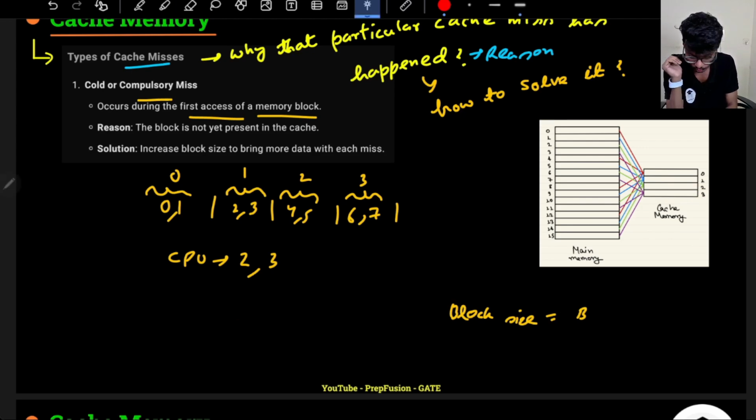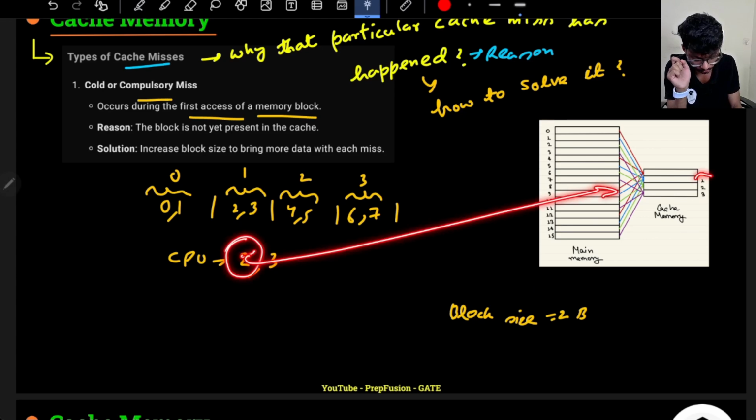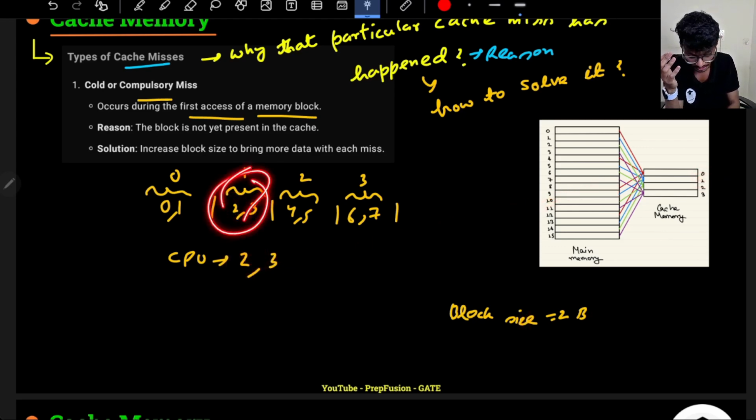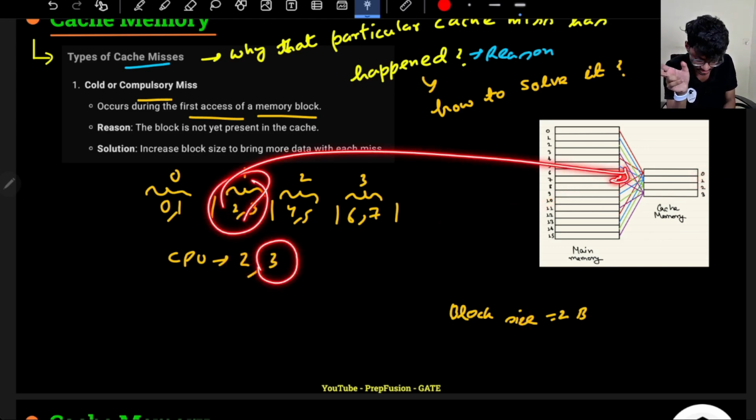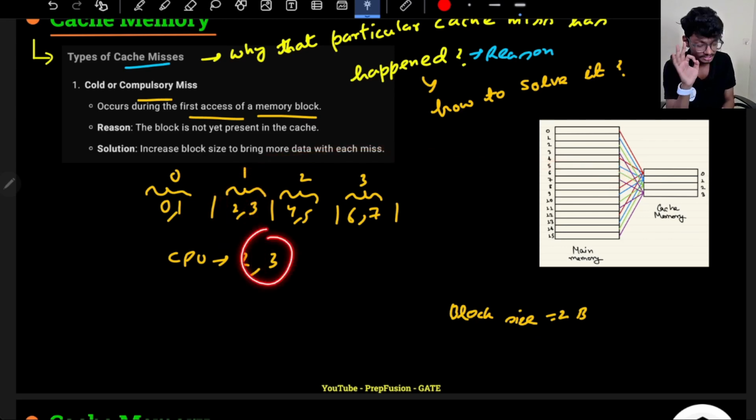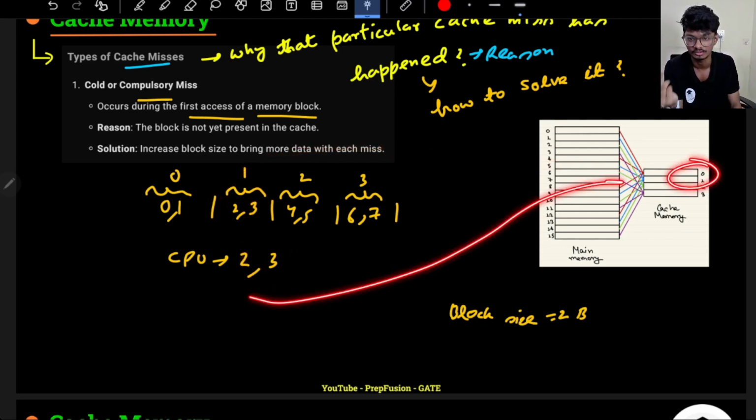Now, if you notice, for block size 1 byte, both times I was having a cache miss. Now if block size is 2 bytes, how many times cache miss am I having? Initially for calling 2 there was a cache miss, so I had to copy the whole block in the block number 1, registers 2 and 3, because now the block size is 2 bytes. Now next time when the CPU requests register 3, actually it is not a miss because it is already present in the block number 1.